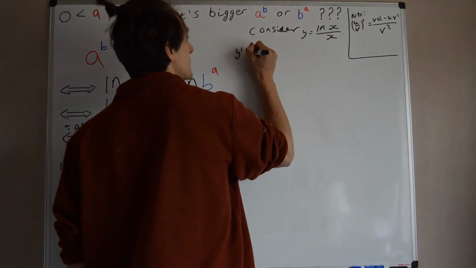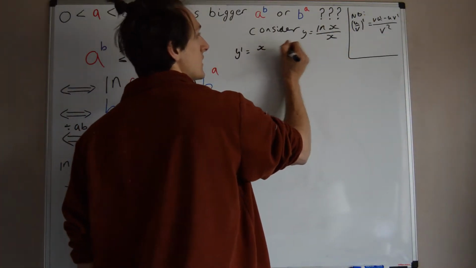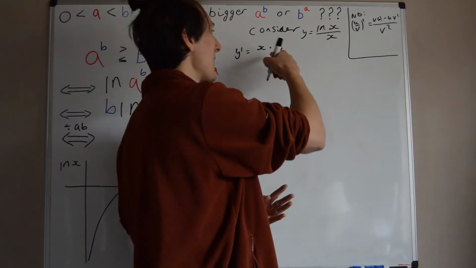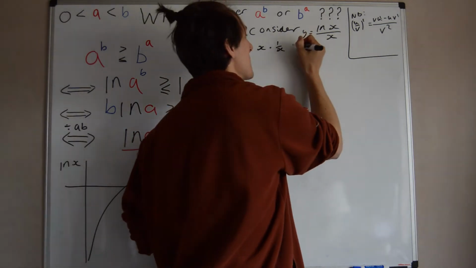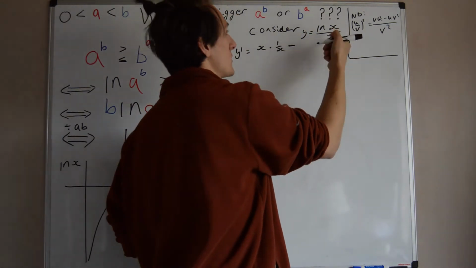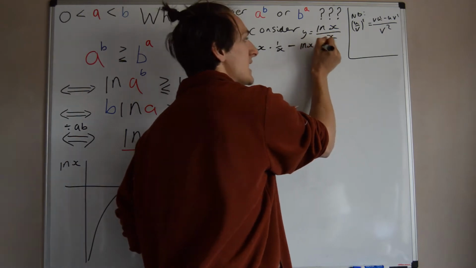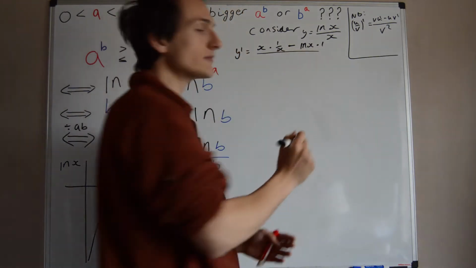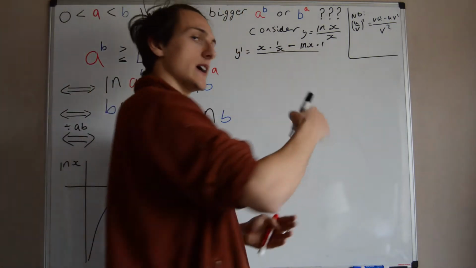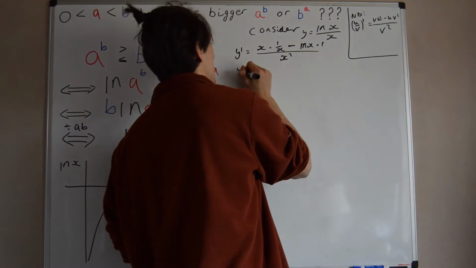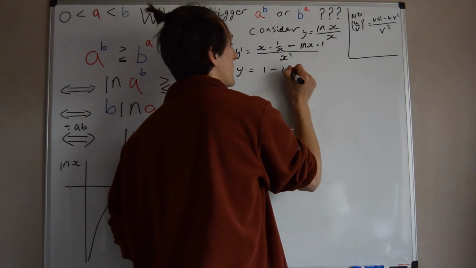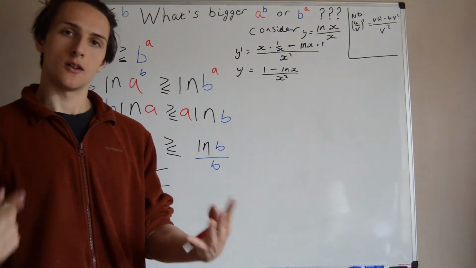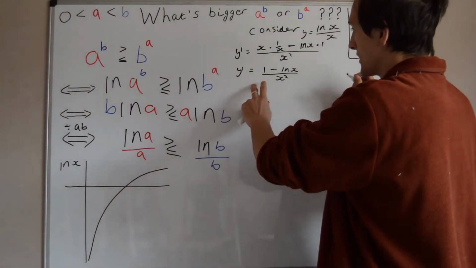So we have y dash is equal to v times the differential of the natural logarithm of x, which is just 1 over x. We have x times 1 over x minus u, which is this guy, times the differential of x, which is just 1. So just times by 1 here. And then divide the full thing by v squared, which is x squared. Just neaten this up: we have 1 minus the natural logarithm of x over x squared. And we want to consider, when is this 0?